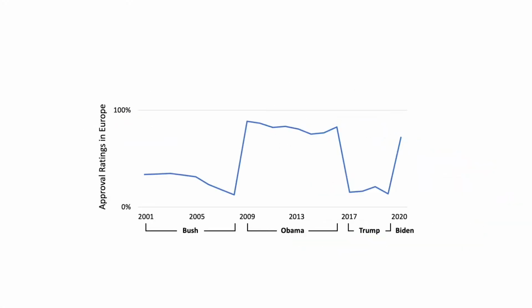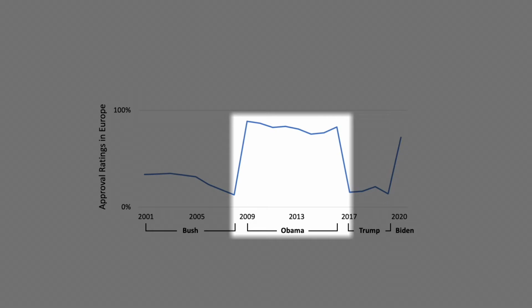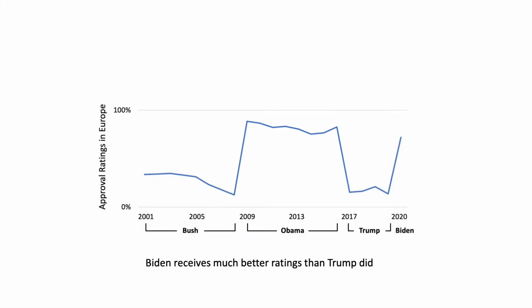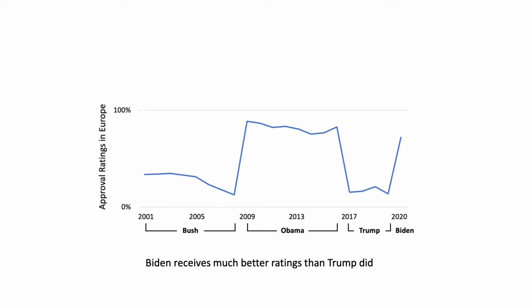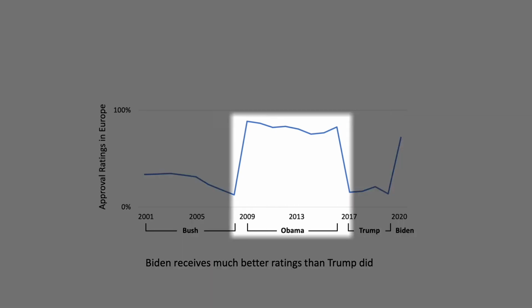This is a chart showing US president approval ratings in Europe since the Bush administration. The most prominent chart feature is around the Obama period, but the caption, "Biden receives much better ratings than Trump did," describes a rather less prominent spike at the right end. Our findings indicate that many readers would not take away the intended message in the caption and end up focusing on the visually prominent chart feature around the Obama period instead.